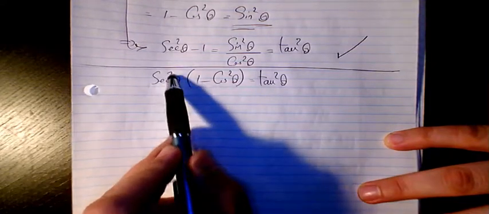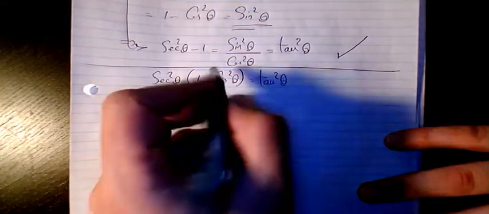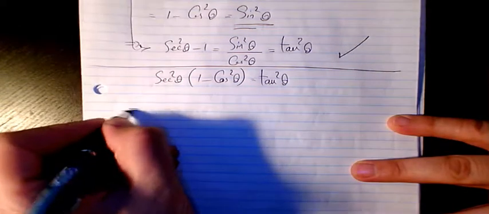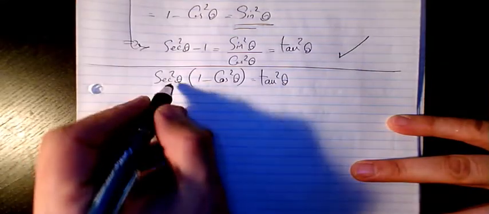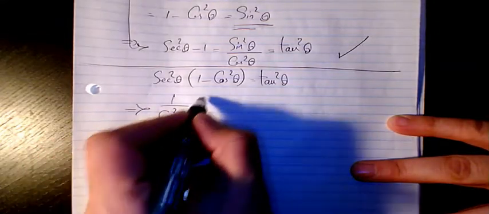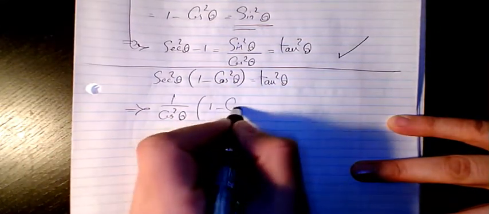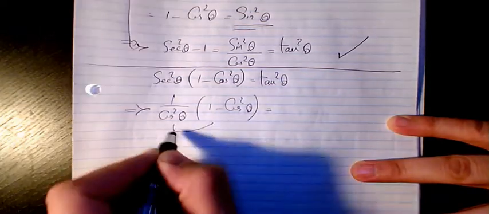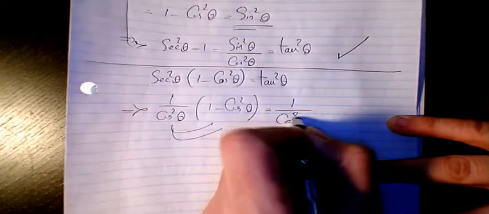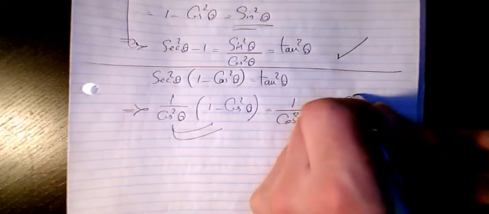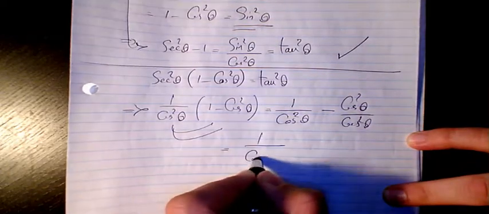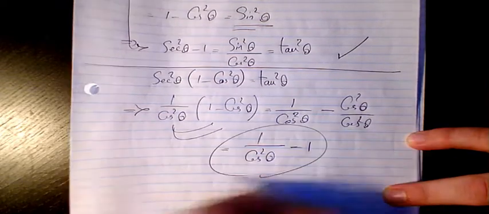In this example, I have secant square theta times 1 minus cosine square theta be equal to tangent square theta. I start from the left hand side. So secant is the inverse of cosine, 1 over cosine squared, and here I will have 1 minus cosine square theta. So now I will multiply it by each side, so it will be 1 over cosine square theta minus cosine square theta divided by cosine square theta.